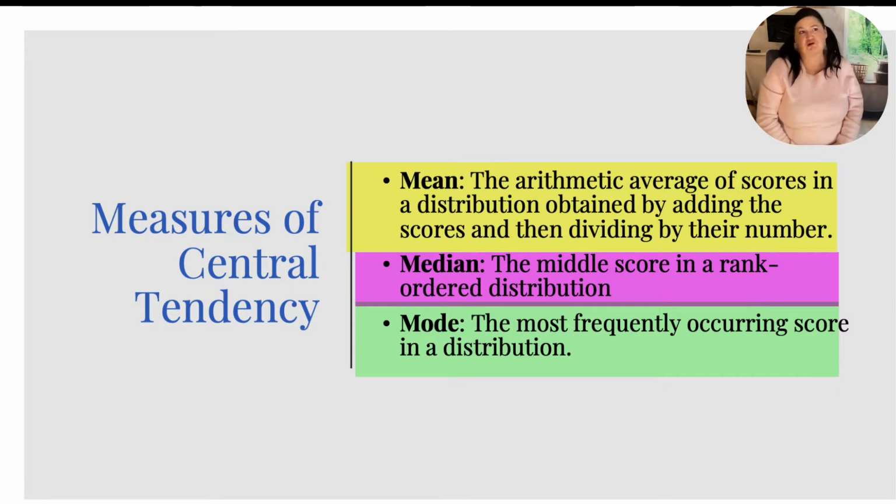And third up is mode, which is the most frequently occurring score in a distribution. I usually try to remember mode because mode is spelled M-O-D-E and most is spelled M-O-S-T. Both begin with an M-O. So it makes sense that M-O-D-E is the number in the set that appears the most often.